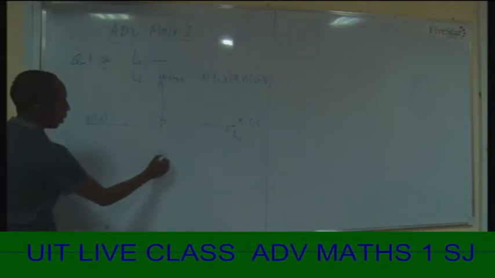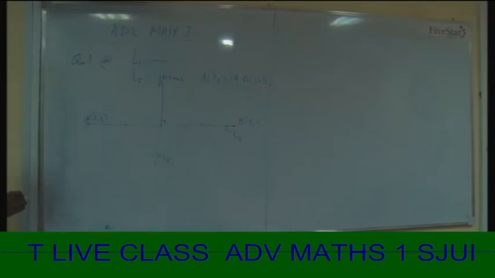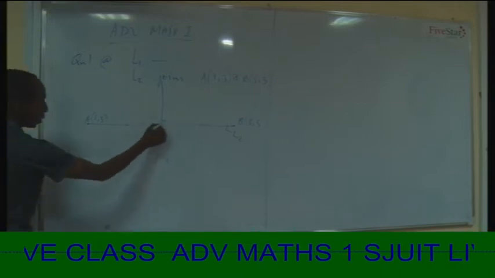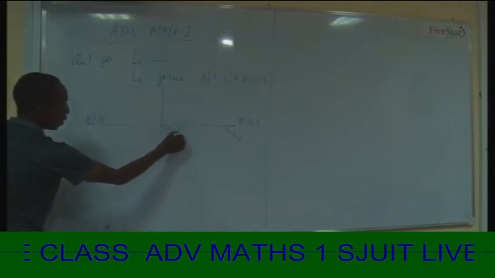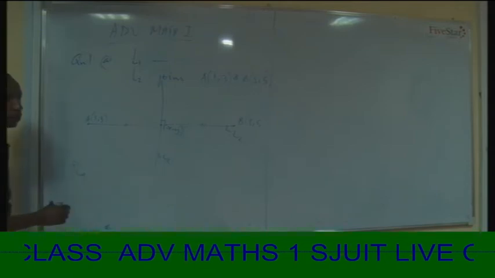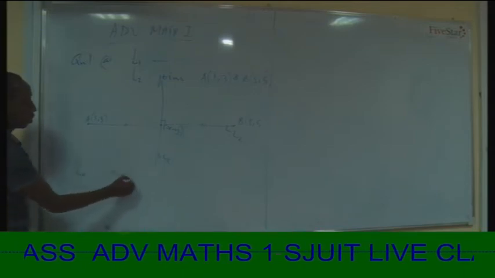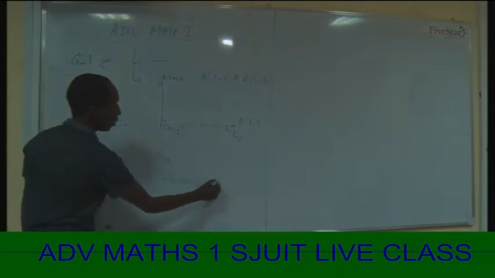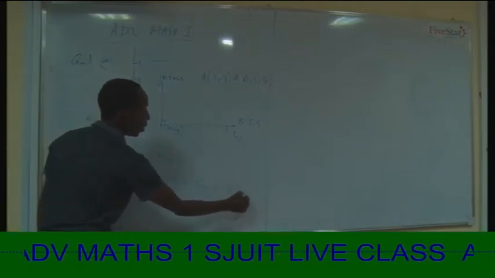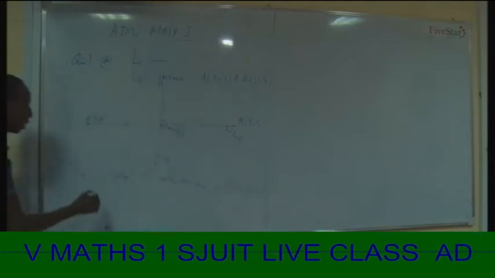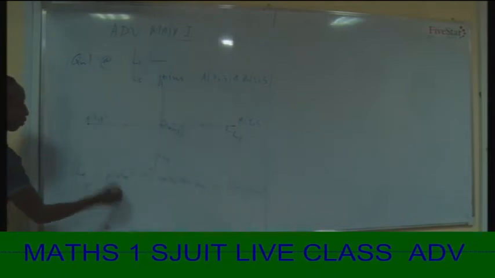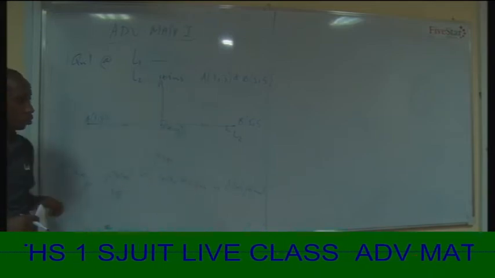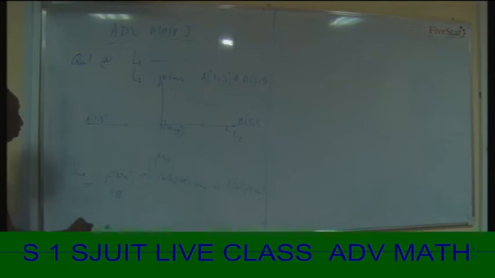So this is line 2. Because this is the perpendicular bisector, we can find the point of intersection, here, x, y. The point of intersection is just the midpoint of the line AB. If you can manage to find the midpoint of AB, it is the point of intersection between these two lines. Now, what is the formula for finding the midpoint?